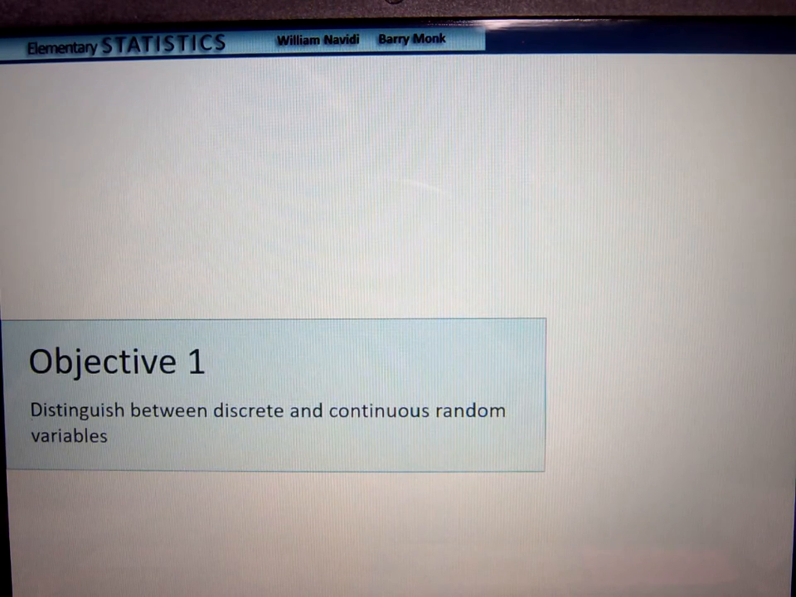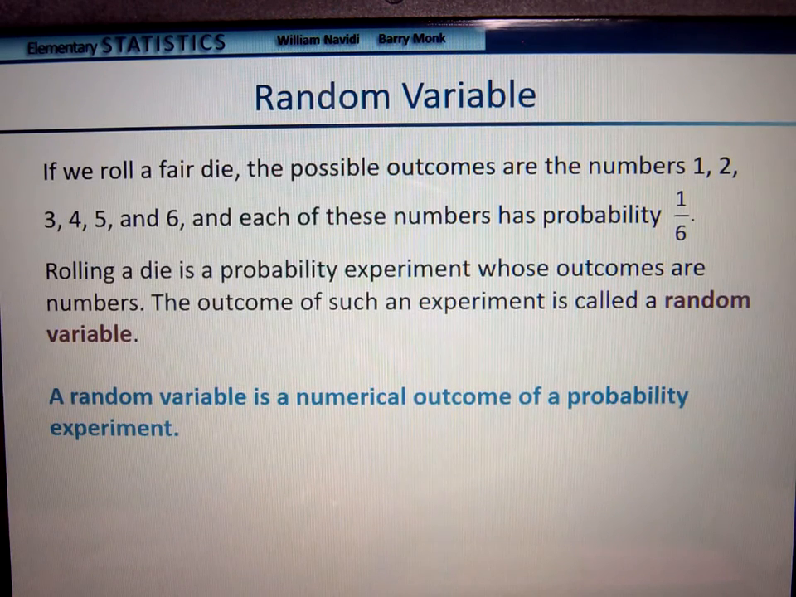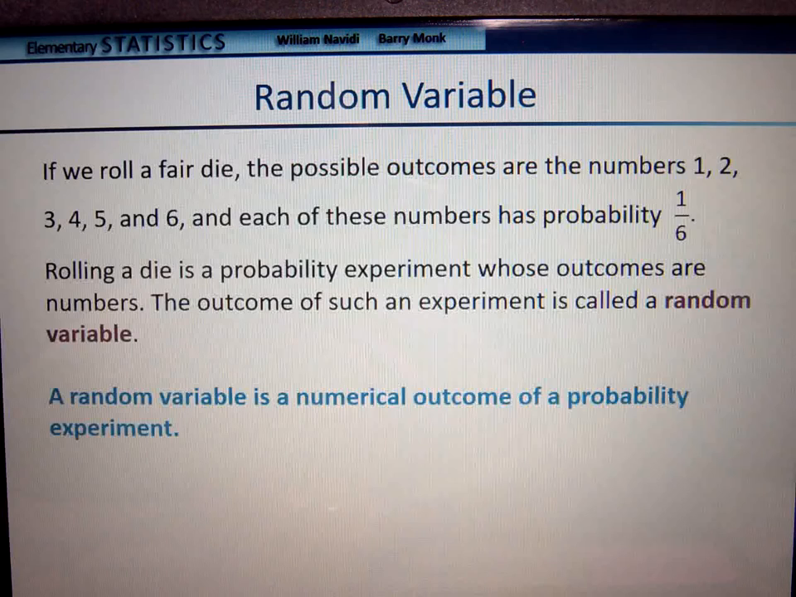All right, distinguishing between discrete and continuous random variables. If we roll a fair die, the possible outcomes are the numbers 1, 2, 3, 4, 5, and 6. So each of the numbers has a probability of 1/6. We already know that. We've learned it before. Rolling a die is a probability experiment whose outcomes are numbers. The outcome of such an experiment is called a random variable. So a random variable is a numerical outcome, has to be a number, of a probability experiment.